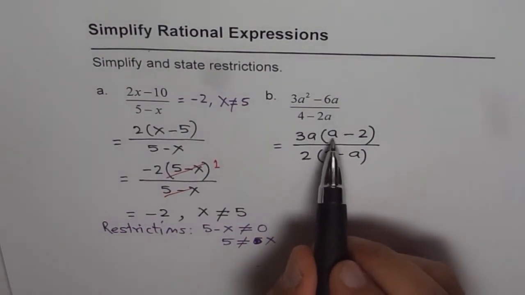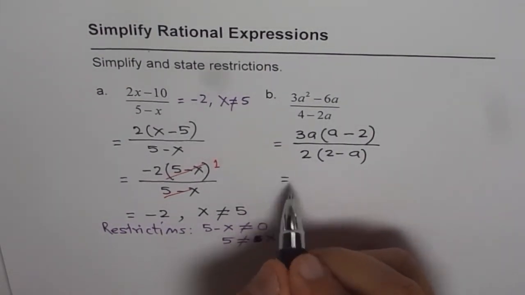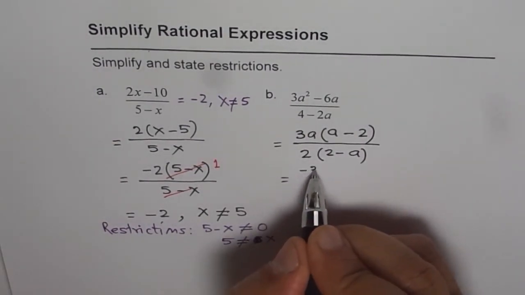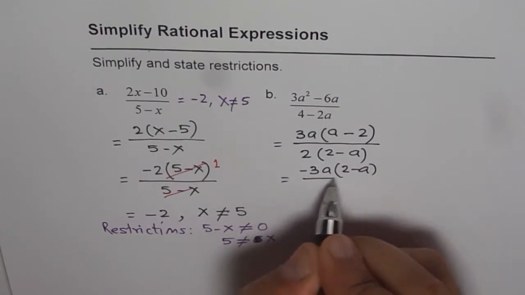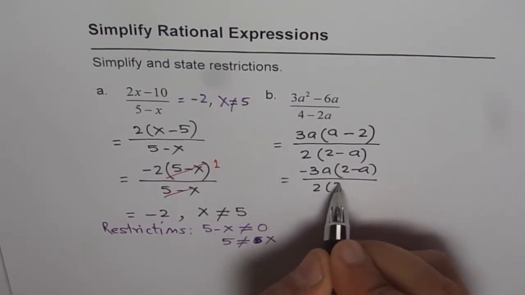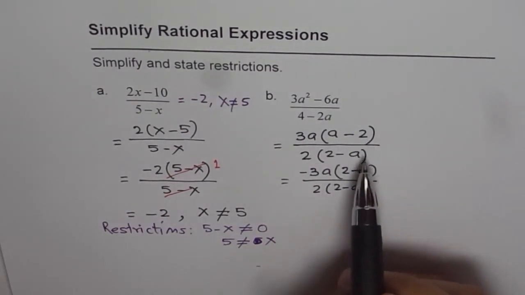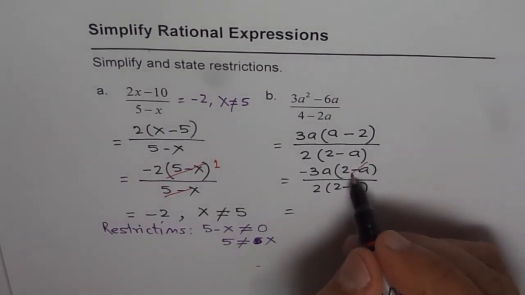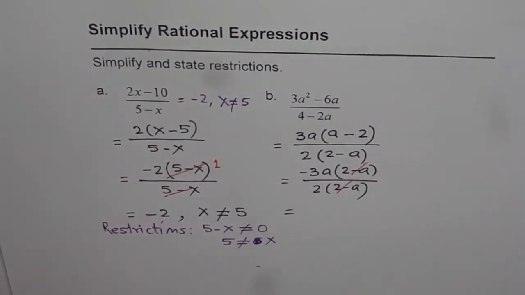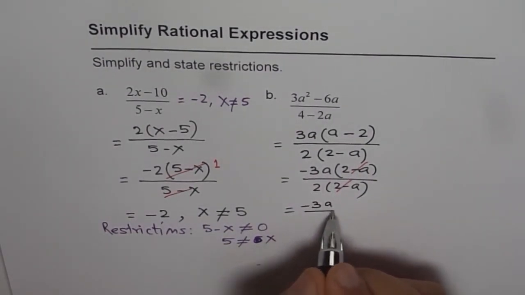Now we have factors a minus 2 and 2 minus a. We could write a negative value of this. So let me take negative common. So then I get 2 minus a in the numerator, which is the same as the factor in the denominator. Note a minus 2 is the same as minus of 2 minus a, right? Now we can cancel out the common factors and write the simplified form, which is minus 3a over 2.